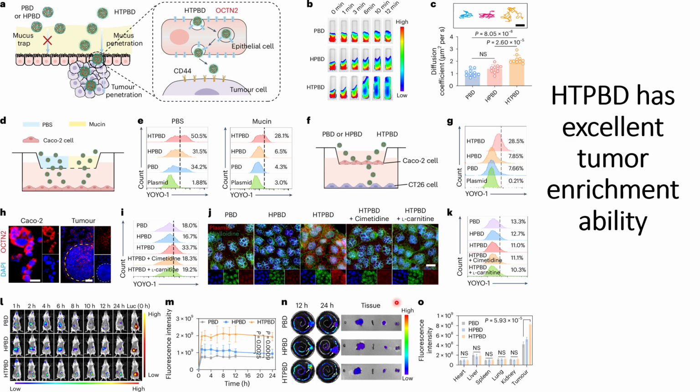However, when they did similar studies in the control cells, they do not see any changes. That is, HTPBD has around 11% diffusivity, and with cimetidine and L-carnitine they do not see a significant change, indicating that it's the OCTN2 that is helping in the increased diffusivities of these HTPBDs.